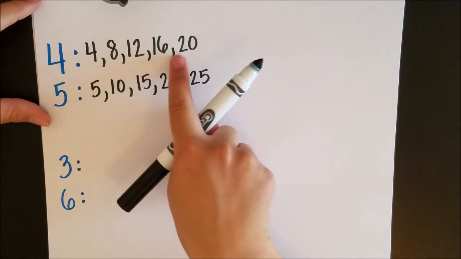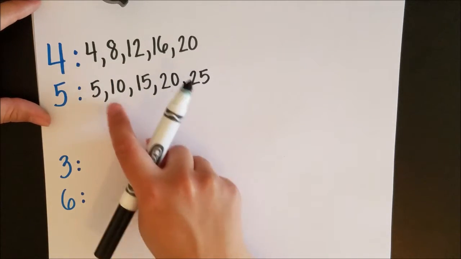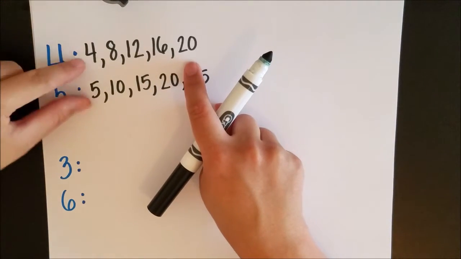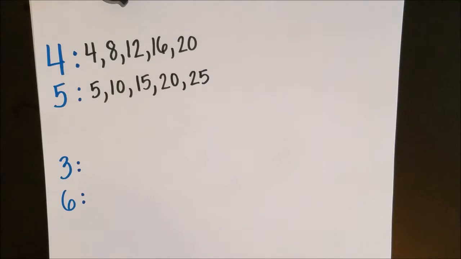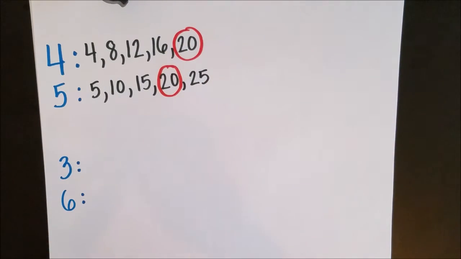So I'm just going to check the numbers before and make sure that I don't have any other numbers before it that are the same between these two, but I don't have any. 20 is the smallest number that is the same between those, so that's my least common multiple. So I'm going to circle that. So my least common multiple for 4 and 5 is 20.